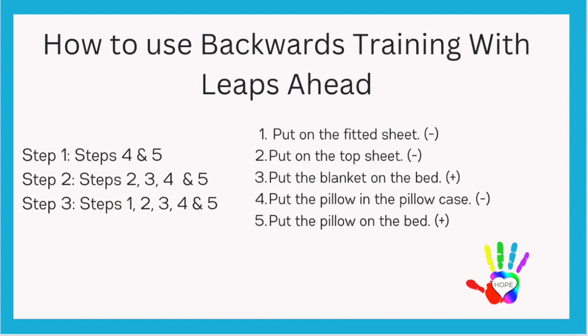Now, once they have that mastered, they meet whatever set mastery criteria you have for that step, you're going to introduce the next part of it here. But again, they knew how to put the blanket on the bed, so we don't need to teach step 3 individually. So now we're going to do steps 2, 3, 4, and 5. And then they didn't know. So again, once they meet mastery criteria for that, we're going to go to step 1, which would be to do all 5 steps at once.